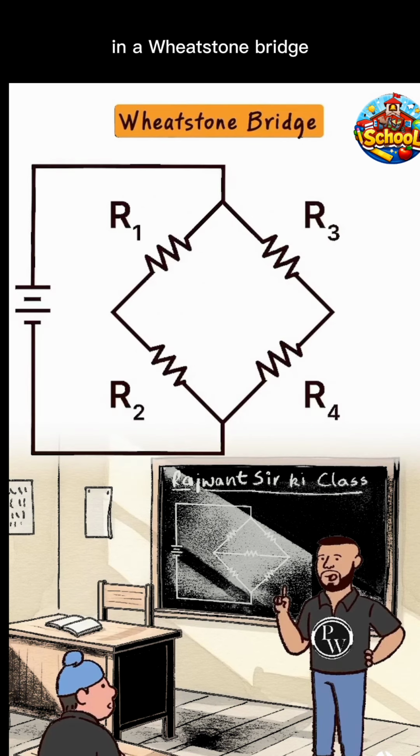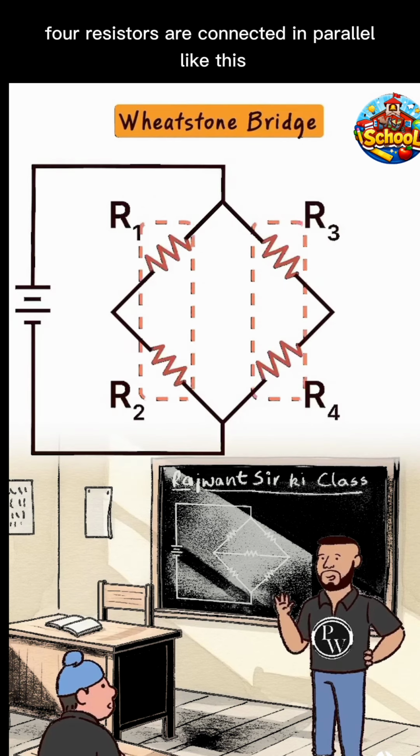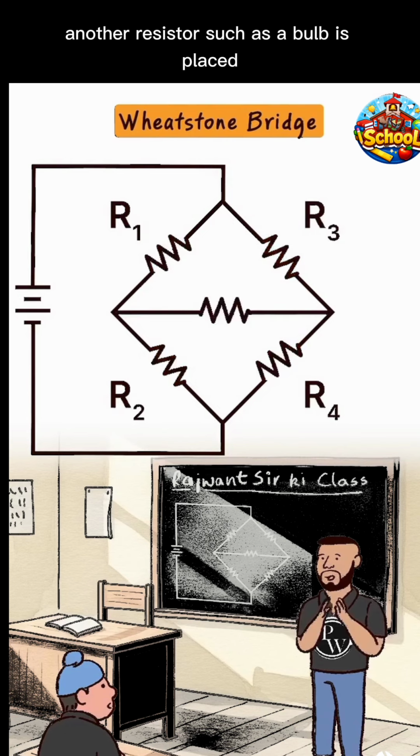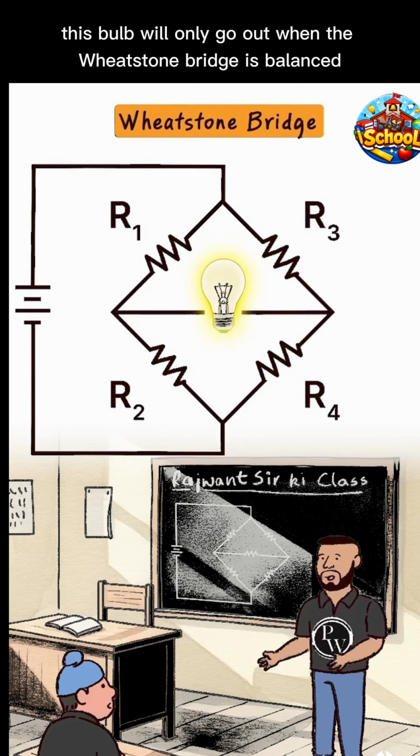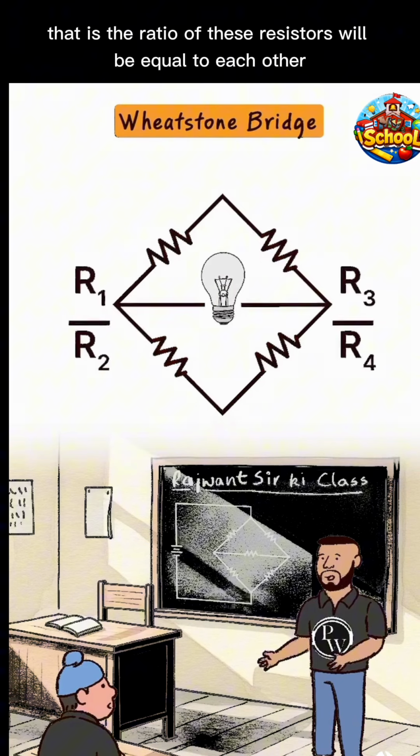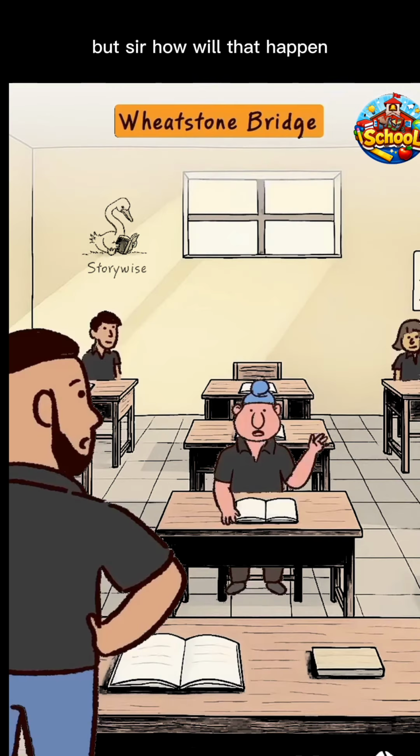In a Wheatstone bridge, 4 resistors are connected in parallel like this, and in the middle of the bridge, another resistor, such as a bulb, is placed. This bulb will only go out when the Wheatstone bridge is balanced. That is, the ratio of these resistors will be equal to each other. But sir, how will that happen?